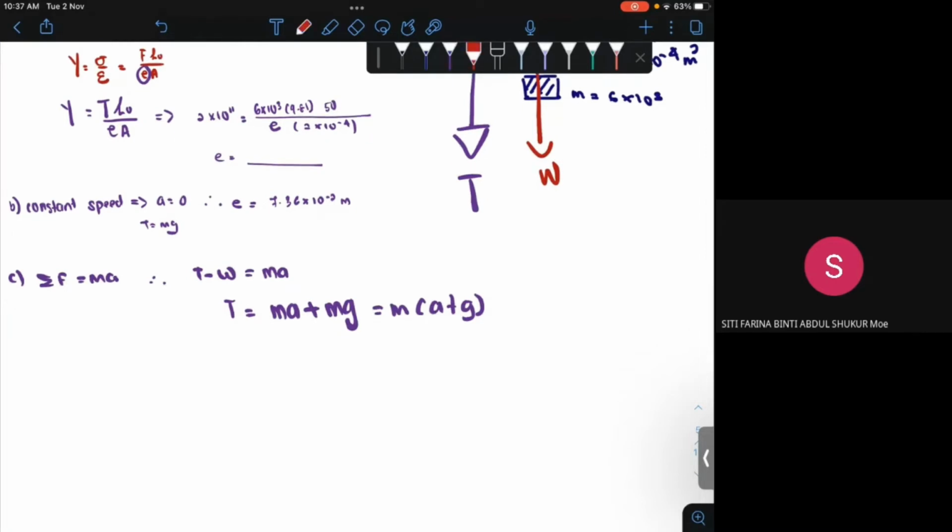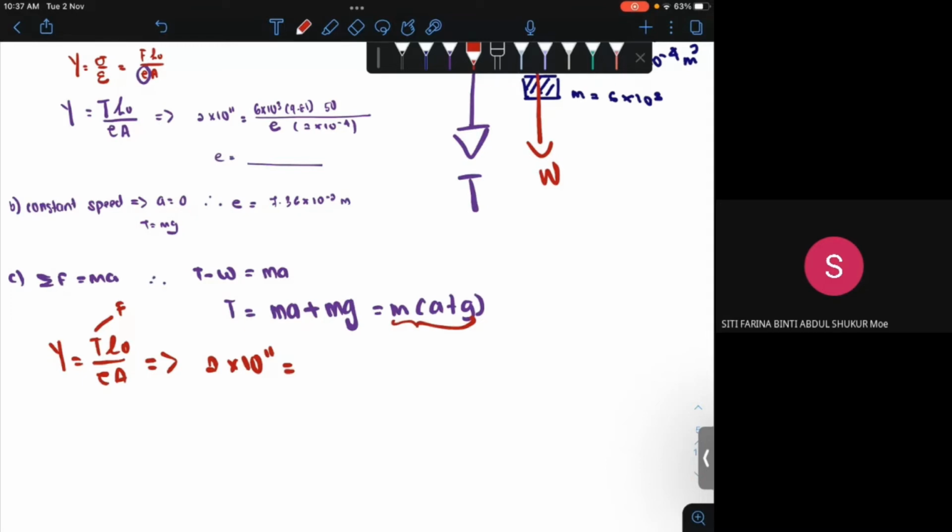To find the new elongation, kita start balik Y is equals to tension L0 EA. Dekat tempat F, kita substitute tension. Because jenis force yang contribute untuk elongation dekat sini adalah tension. Sebab tadi kamu experience that tension disebabkan ada weight ke bawah. So dia pun elongate. And then kamu pun 2 darab 10 kuasa 11 is your Young modulus. Your tension now becomes mass darab dengan A campur dengan M darab dengan G tu.